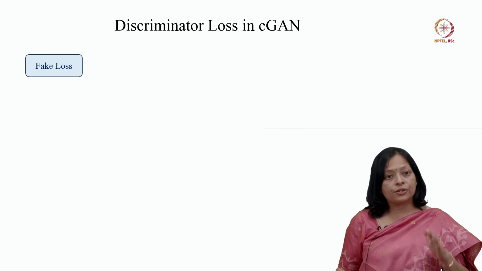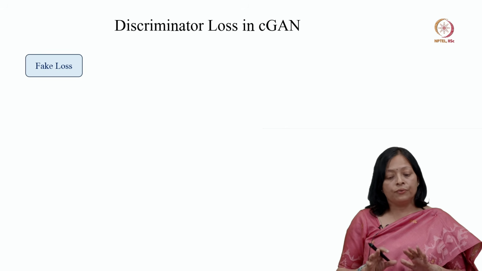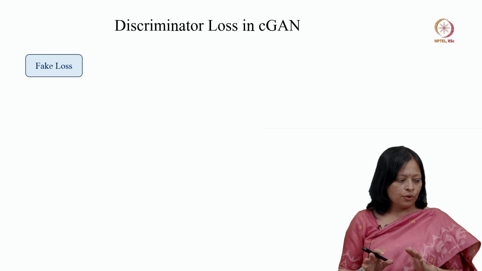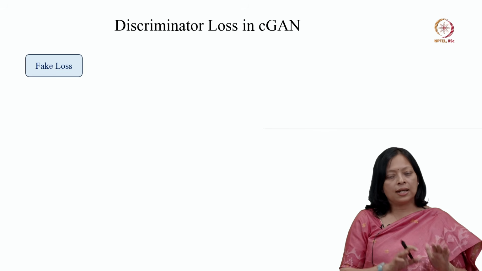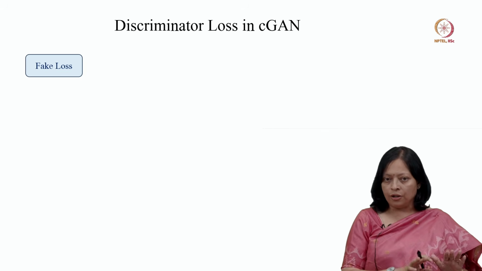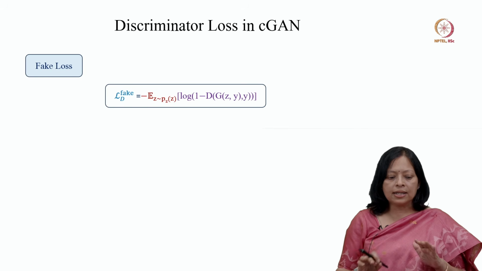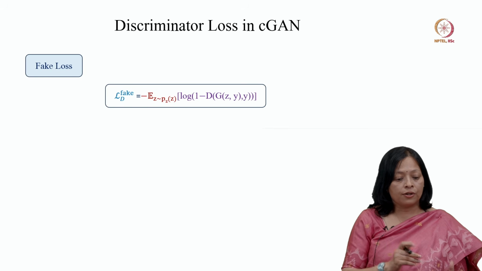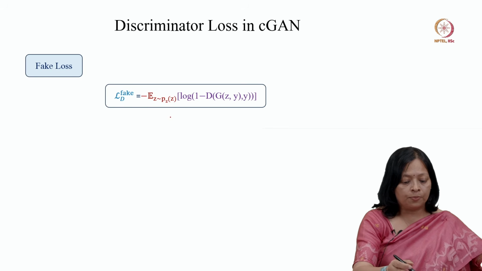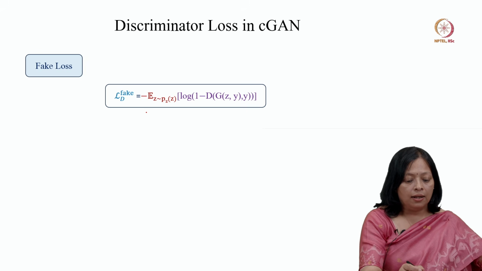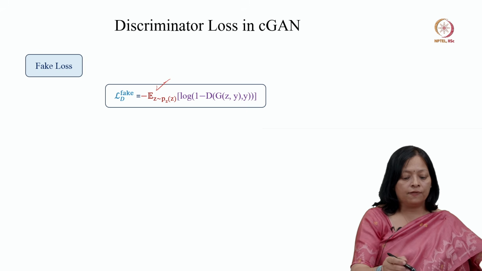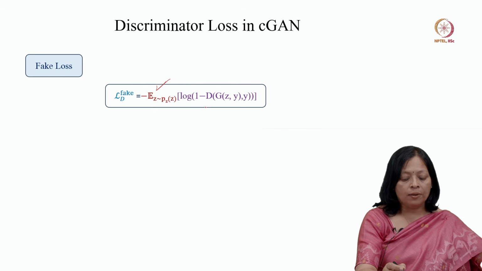There is a fake loss also associated with the discriminator. So, the discriminator has two losses, one is the real loss and one is the fake loss. Real loss we have seen, we will now see what this fake loss is. Now, the fake loss's expression looks like the expectation value of log(1 minus D(G(z,y),y)).